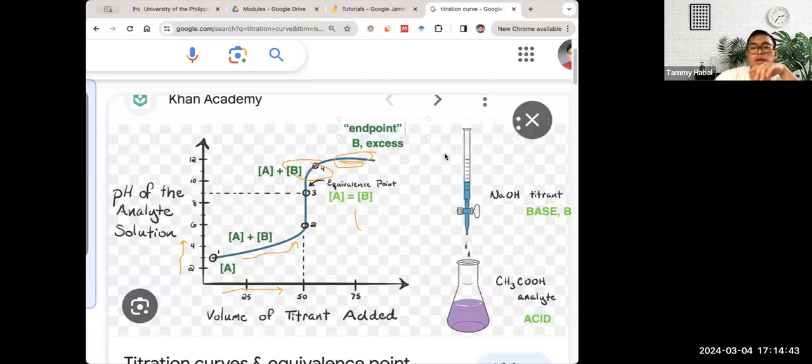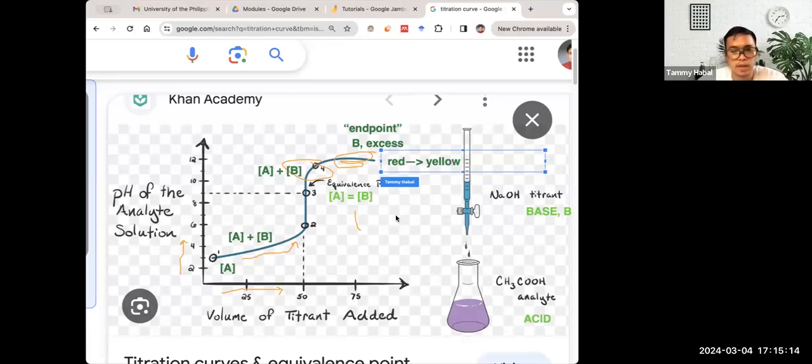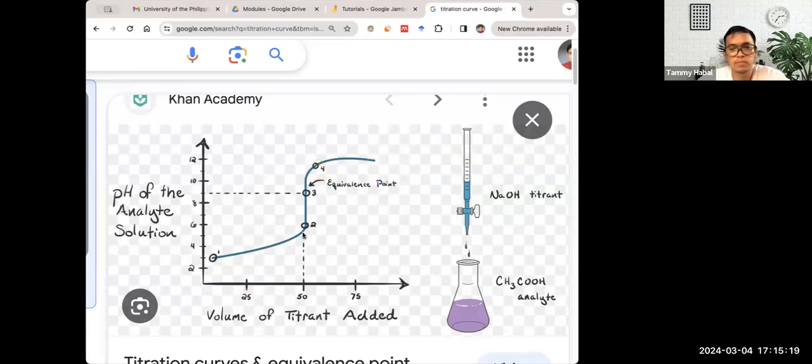So for example, in our case, from red to, let's say, the endpoint is yellow. So the endpoint is the moment where the color changes, an abrupt change from red to yellow. Beyond your endpoint, it's your excess, over-titration. So do you understand how titration happens? Yes. Okay.